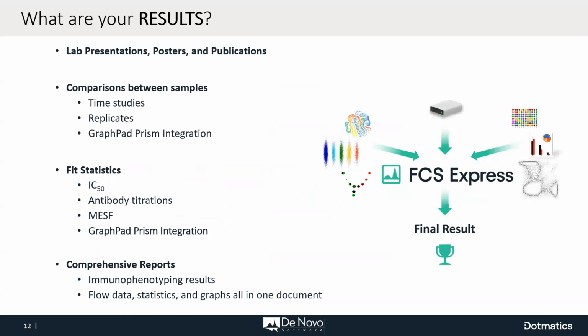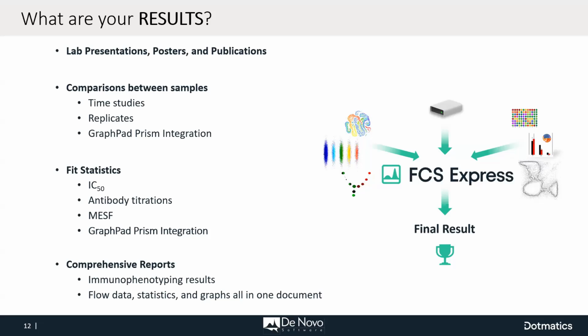Now, when we talk about final results, everybody has a different opinion or a different kind of experience with what a final result is. For some people, a final result might be a lab presentation that's coming up in 5 minutes and you need to get something out to show to everybody. Might be comparisons between samples, things like fit statistics, comprehensive reports. And for some folks, it might be all of these things, right?